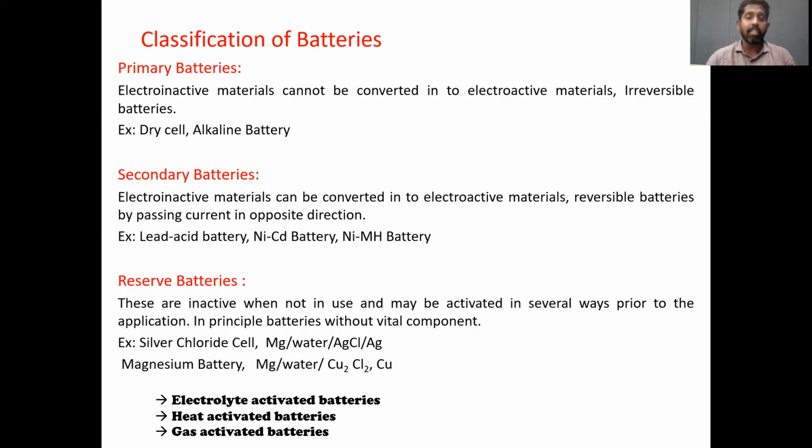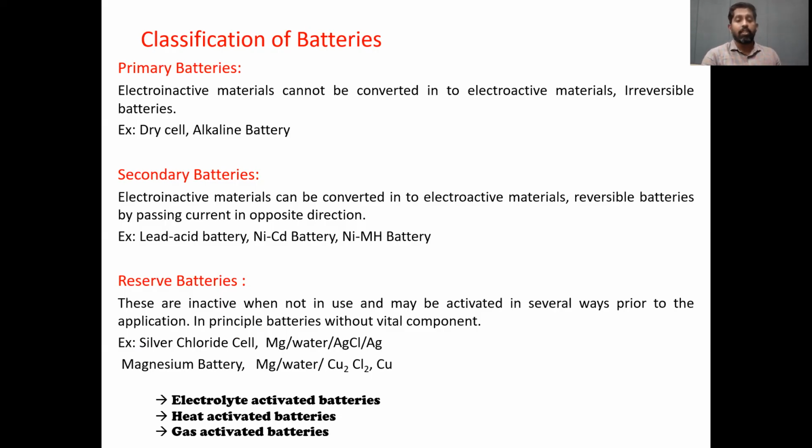The third category you should know, maybe you have not heard about it, is reserve batteries. Here, some component is kept in reserve. These are batteries that are inactive when not in use, and we can activate them in different ways when we need them. It is a battery that exists without a vital component. If you want to take power from it, you add this component and activate it.